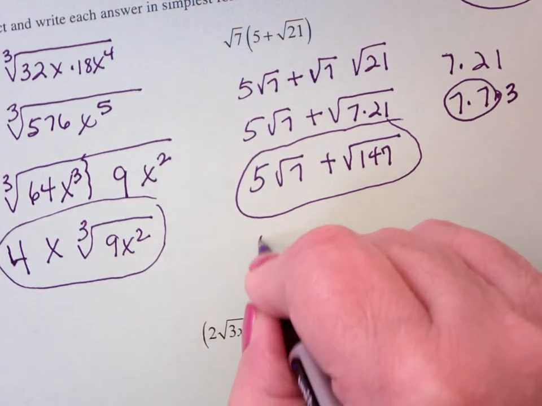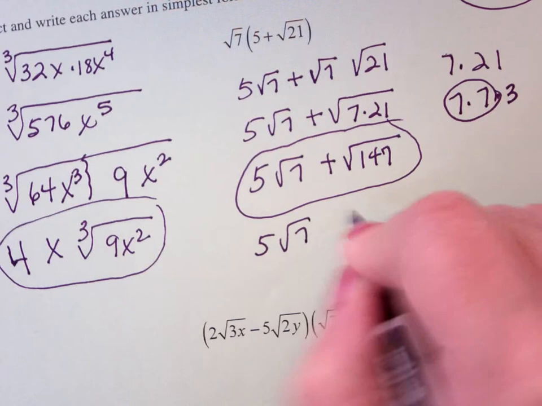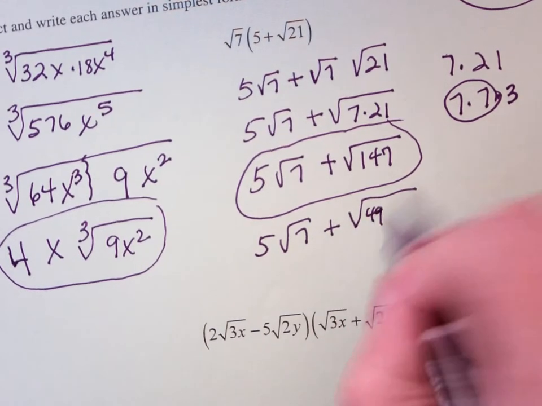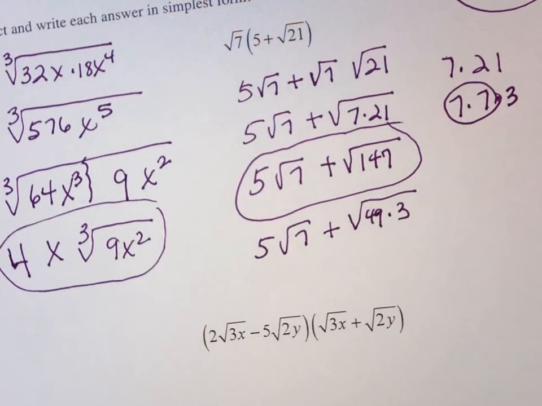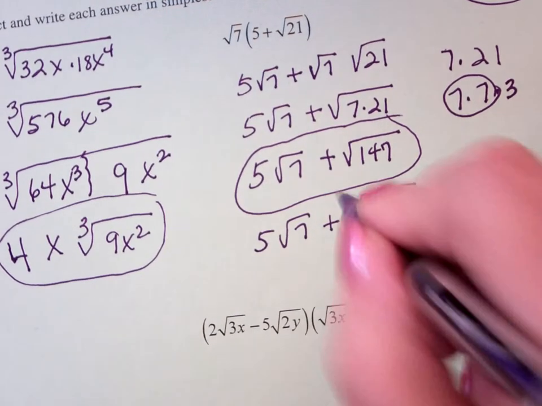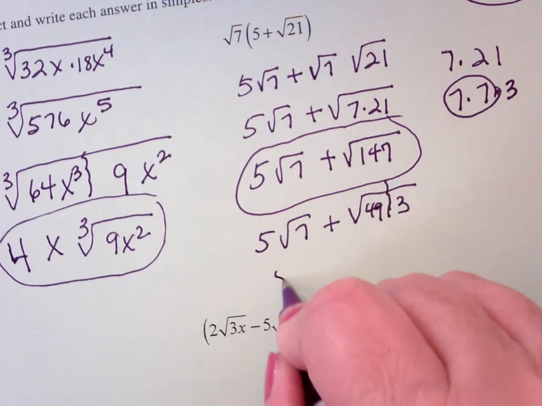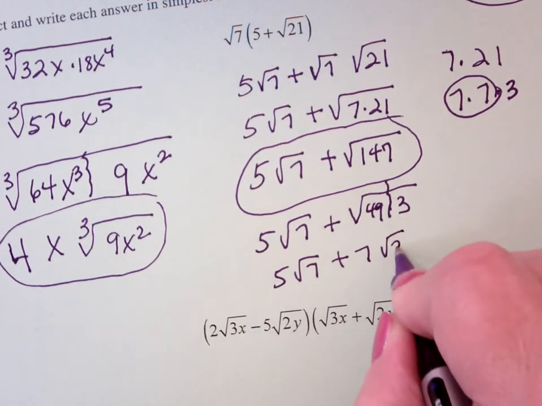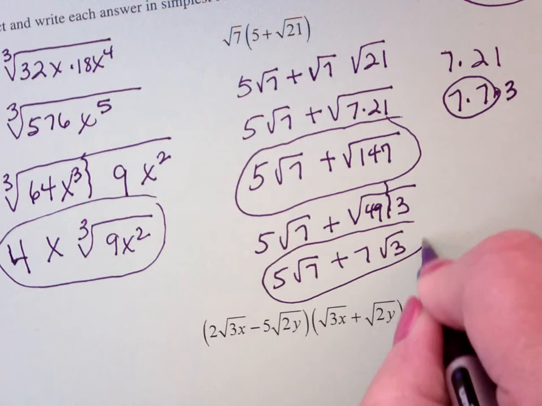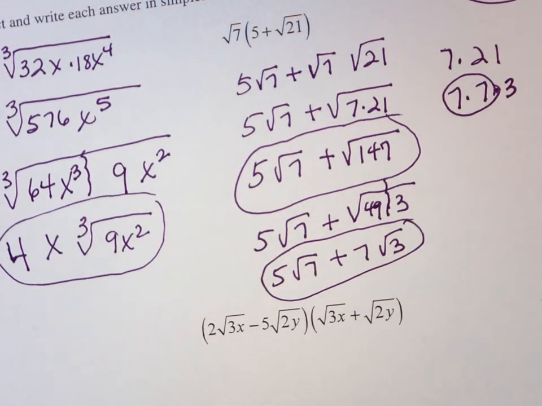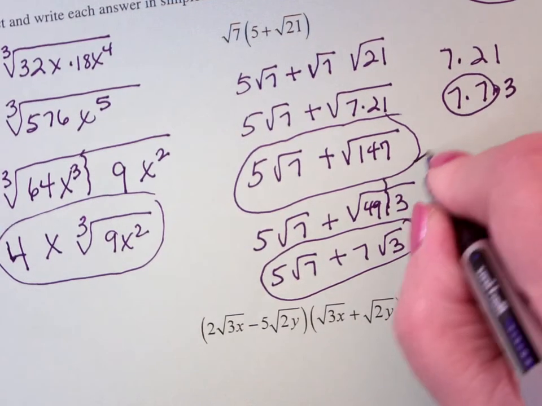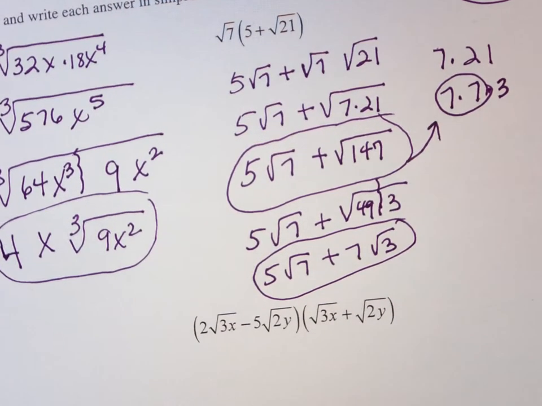So, this is 5 square roots of 7 plus the square root of 49 times 3, just when we thought we were done, which is 5 square roots of 7 plus 7 square roots of 3. Ooh. So, not done.